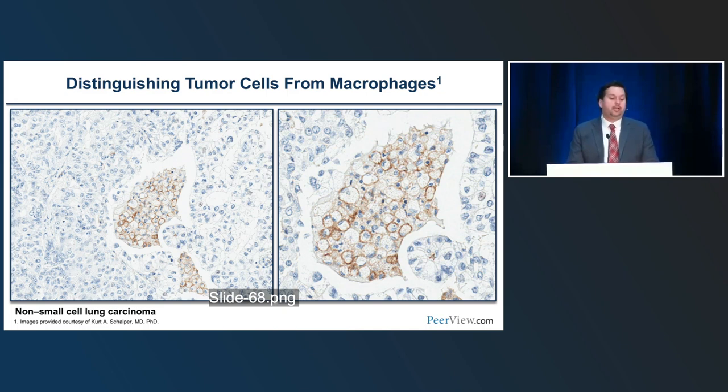Generally, a good morphological assessment, zooming in and looking at the nuclear morphology and the atypia of cells, is enough to rule out tumor versus non-tumor cells, but sometimes it's challenging and we need to be aware of that.